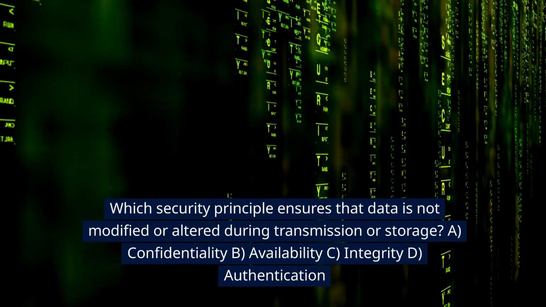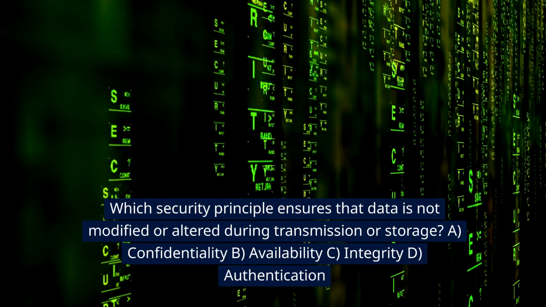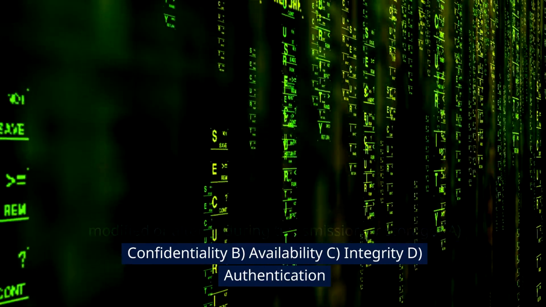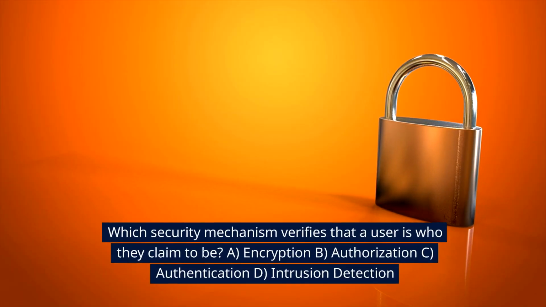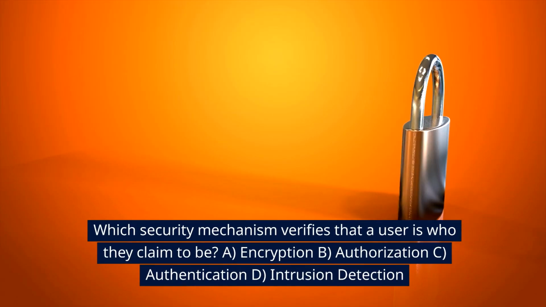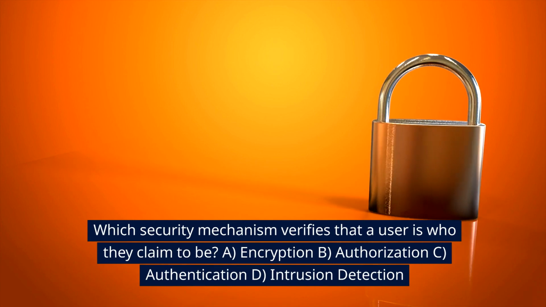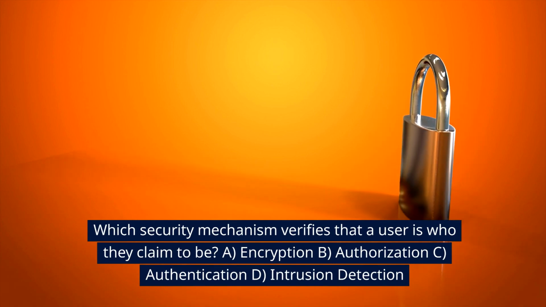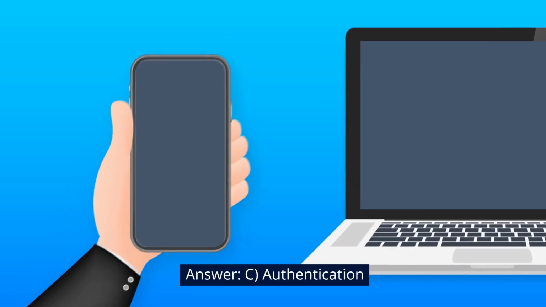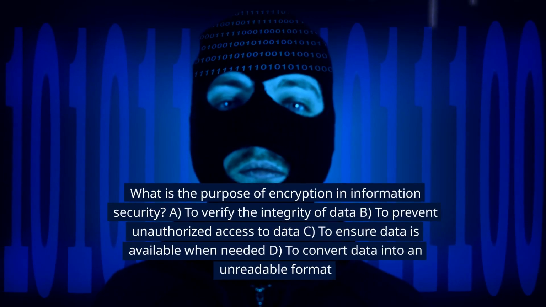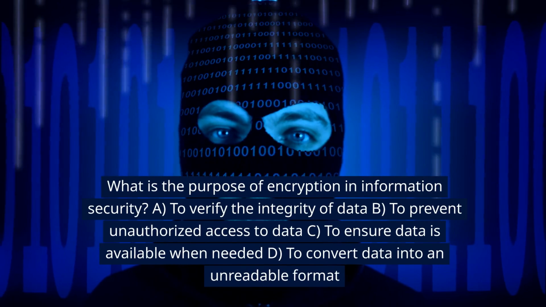Which security principle ensures that data is not modified or altered during transmission or storage? A. Confidentiality. B. Availability. C. Integrity. D. Authentication. Answer: C. Integrity. Which security mechanism verifies that a user is who they claim to be? A. Encryption. B. Authorization. C. Authentication. D. Intrusion detection. Answer: C. Authentication.